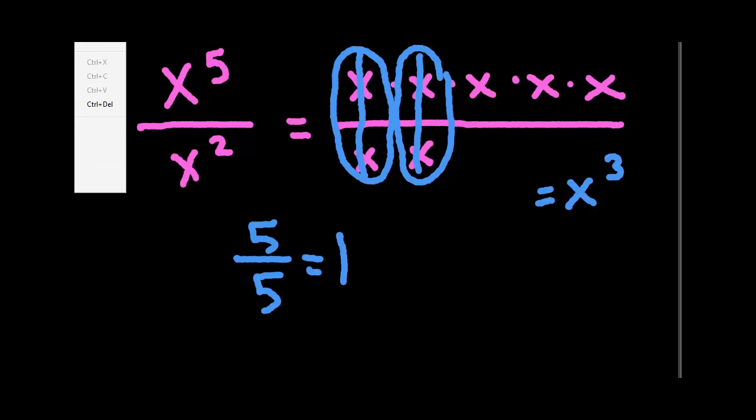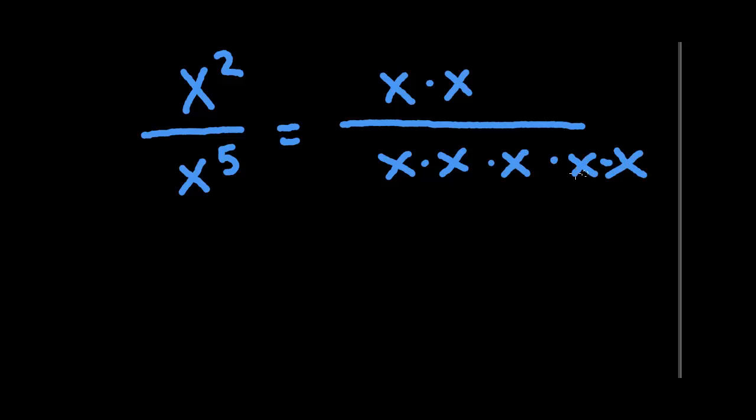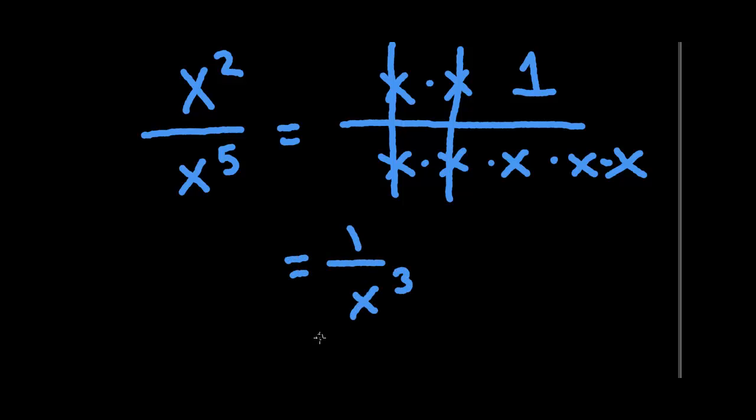Let's look at a different example. Let's say it's reversed now, and we have x squared on top and x to the 5th on the bottom. So we have 2 x's on top and 5 x's on the bottom. It's the same concept, where the x over x's cross right off, and remember, these just form 1s. So essentially we're left with a 1 on top because we can't have nothing on the top of a fraction. So this is equal to 1 over x to the 3rd.